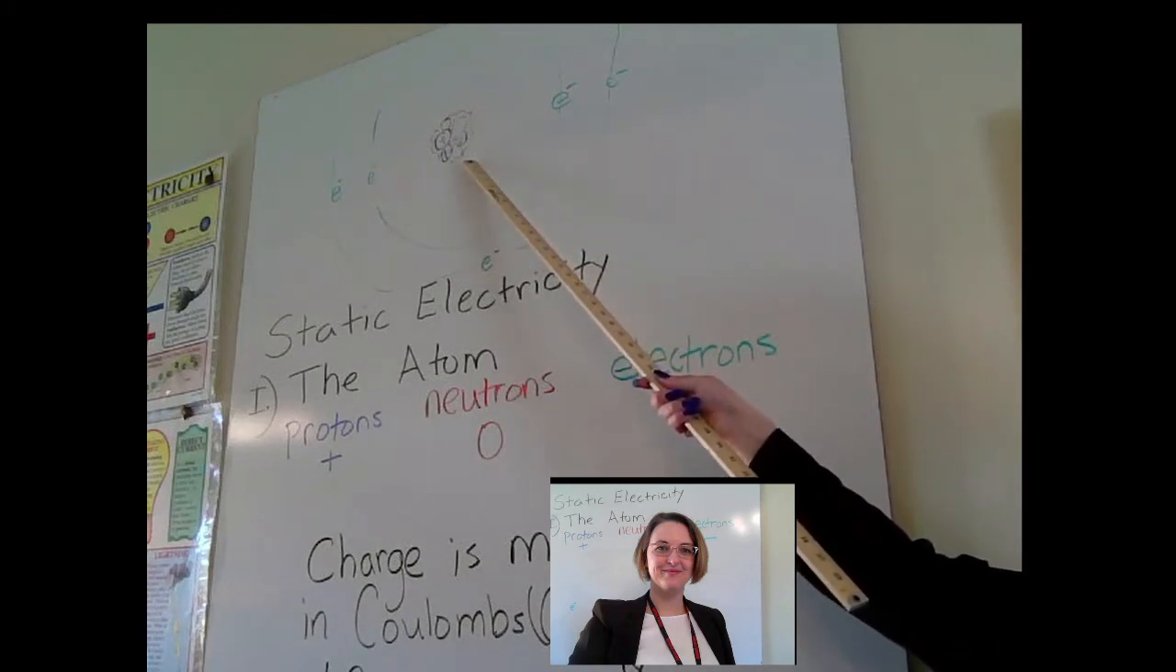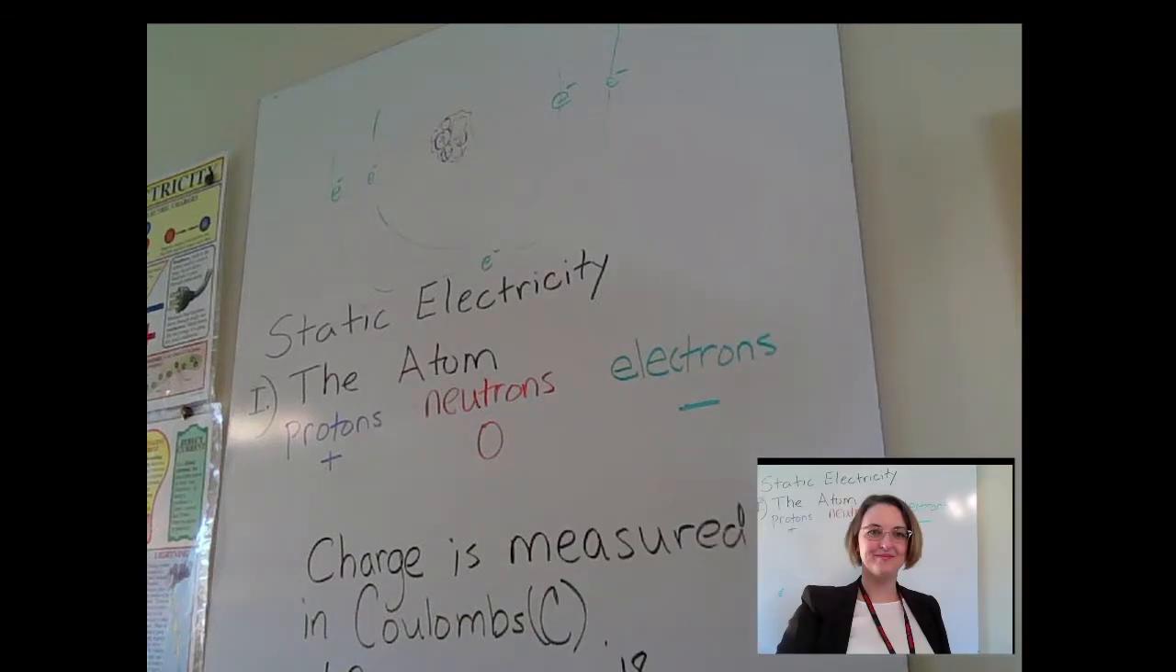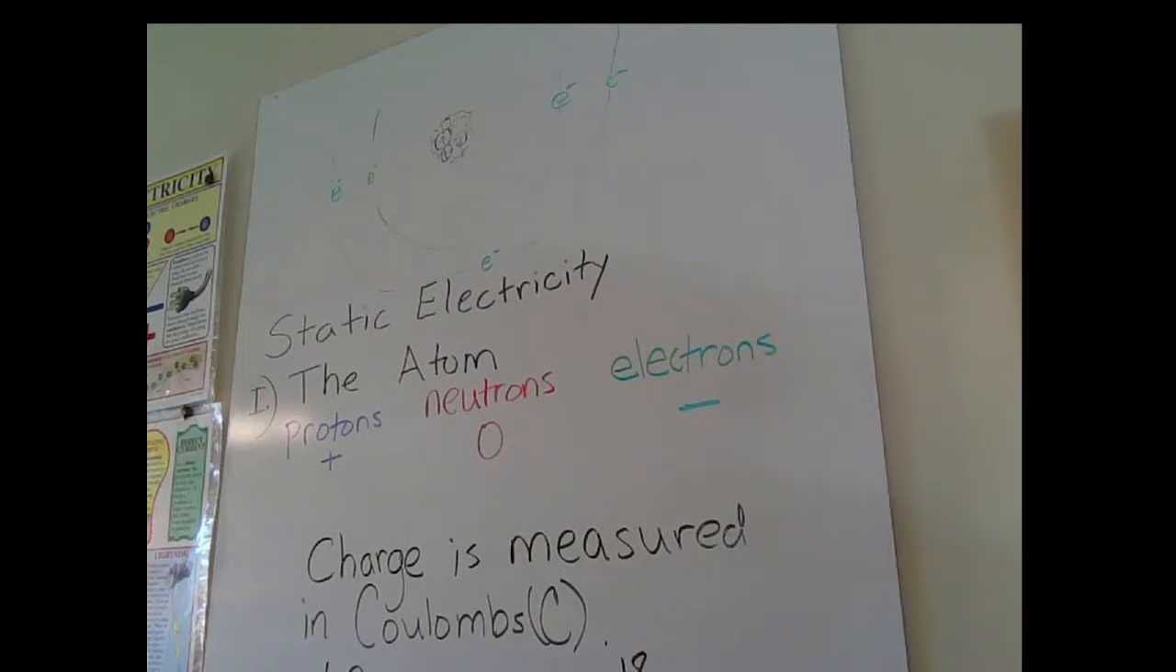So what this means is that an atom can either gain electrons or lose electrons. If an atom gains electrons, it has an excess of electrons. This means the atom becomes negatively charged. If an atom loses electrons, it will then possess fewer electrons than protons, and so it becomes positively charged. Neutrons play no importance in identifying the charge of an atom because neutrons have no charge.